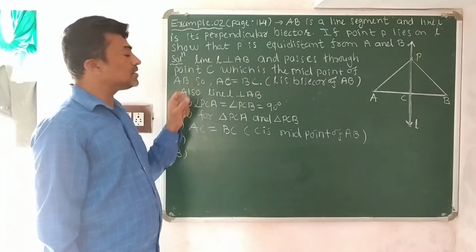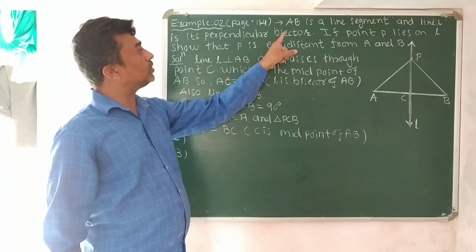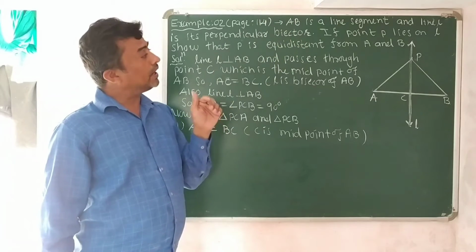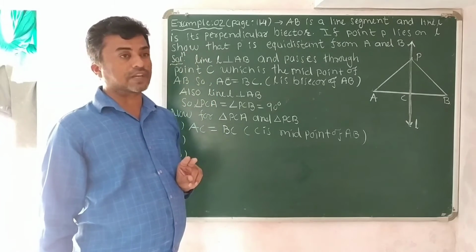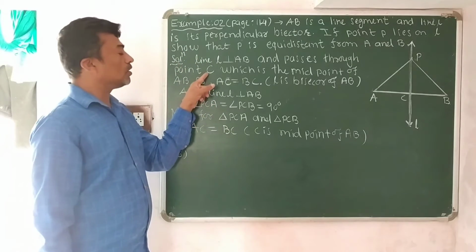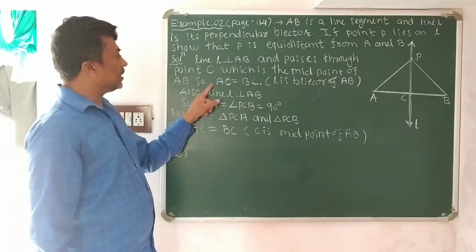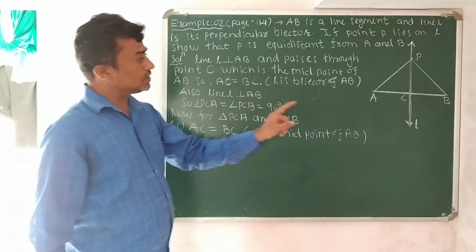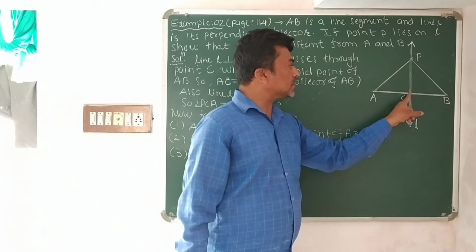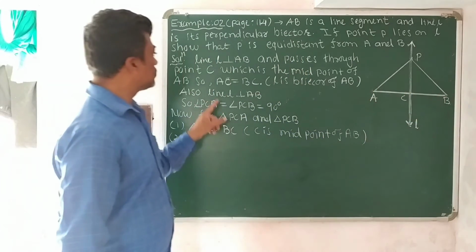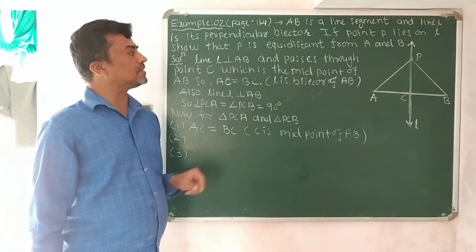Why is C the midpoint of AB? Because line L is the perpendicular bisector of AB, and a bisector divides a line segment into two equal segments. So we can say that point C is the midpoint of AB. So AC is equal to BC. See, children, point C is the midpoint of AB, so we can write AC is equal to BC because L is the bisector of AB.